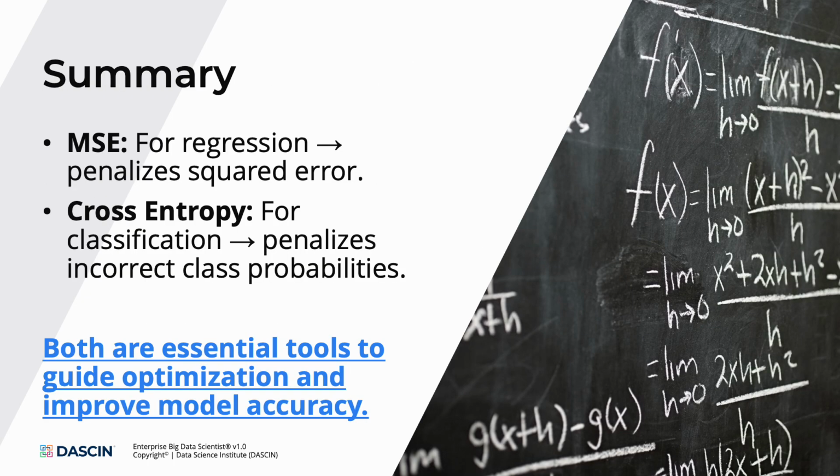Let's summarize what we just discussed. The mean squared error is ideal for regression tasks, where we want to minimize squared differences between predictions and actuals. Cross entropy is designed for classification tasks, where we want to minimize the difference between predicted probabilities and true labels. Both functions guide the optimization process and directly influence how our models learn and improve. As a data scientist, it is therefore important to understand how you can use both.